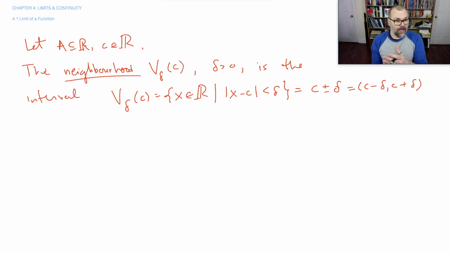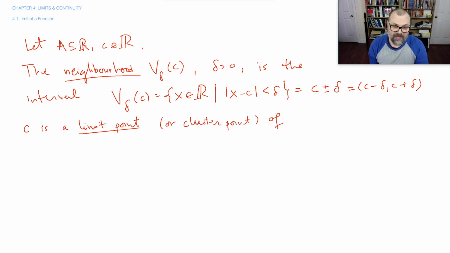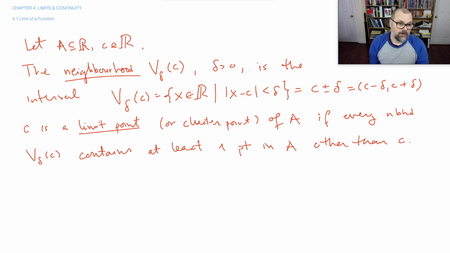What's the link with A? Why do we need a set A? Well, we're going to say that C is a limit point, also sometimes called a cluster point, of A if every neighborhood V delta of C contains at least one point in A other than C. Now, C is not necessarily a point of A, but it could also be a point of A. In any case, if every neighborhood of the point C contains at least one point in A, we will say that C is a limit point of A.